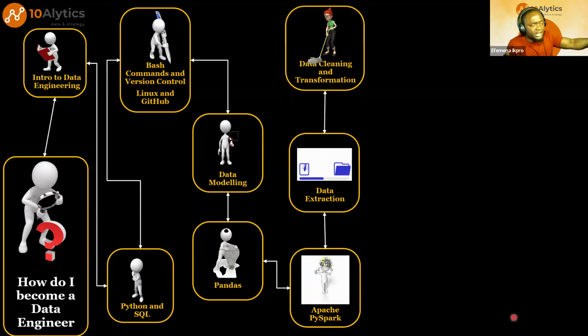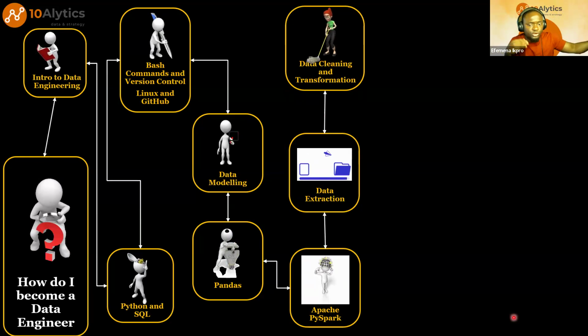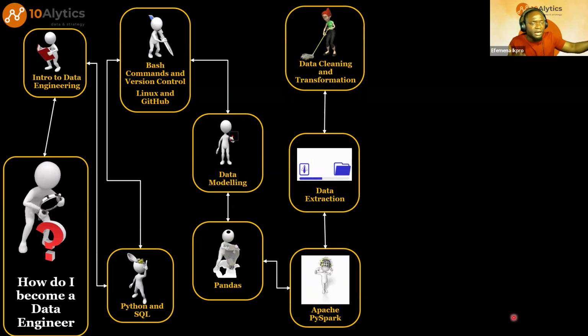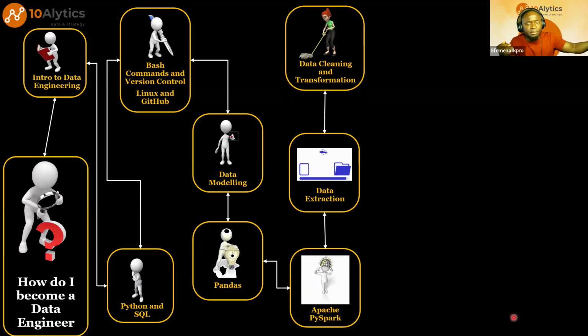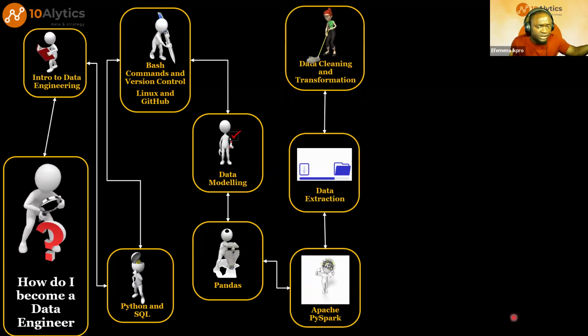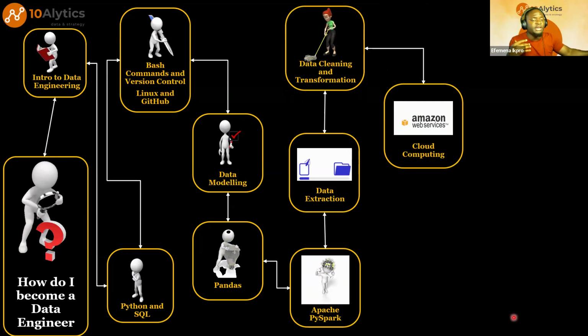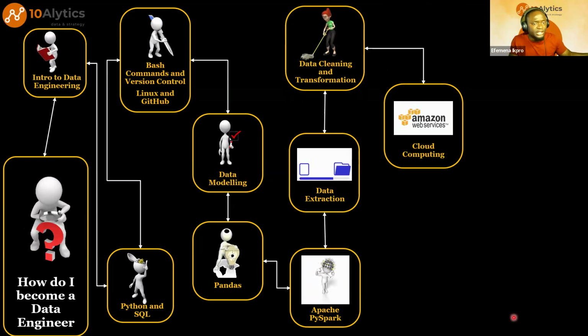Then you move into data extraction, data cleaning and transformation. So it's in layers. You see how we are learning intro to data engineering, Python and SQL, Linux and GitHub, data modeling, Pandas, Apache Spark. Then you go into data transformation, data extraction, and data cleaning. Thereafter, you move into AWS cloud computing for cloud engineering.